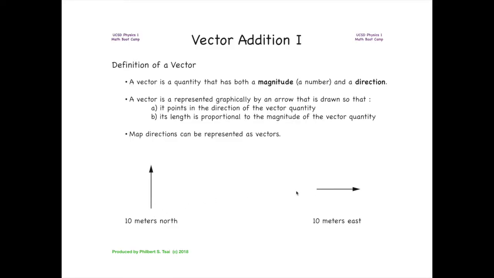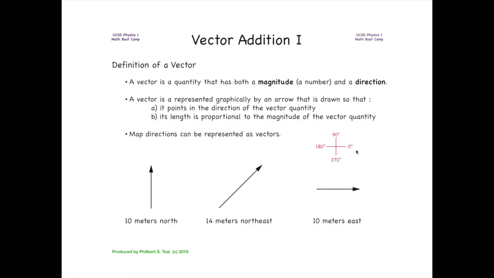Note that these two directions would get you to very different places if you started at the same location. So they are very different quantities, even though they have the same length. They have a different direction, and that makes them distinctly different vectors. 14 meters northeast would be represented by a diagonal arrow pointing up and to the right. That would be 1.4 times as long as the length of the 10-meter arrow.